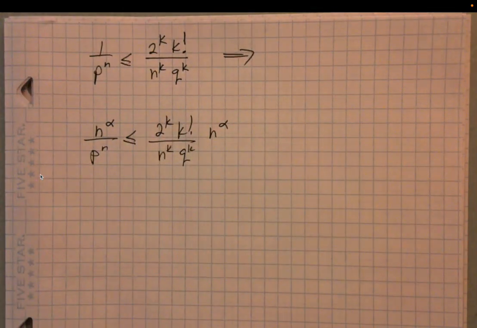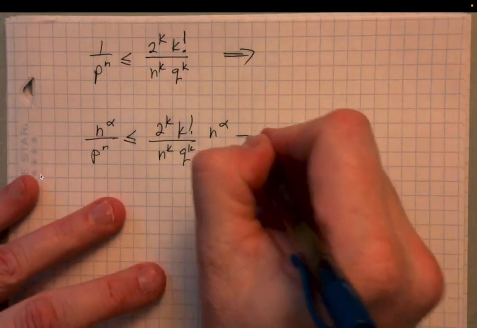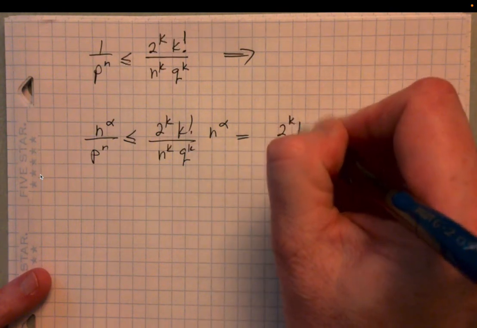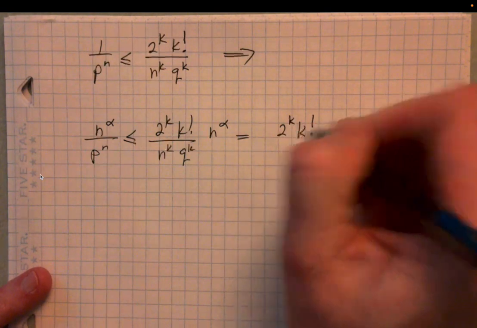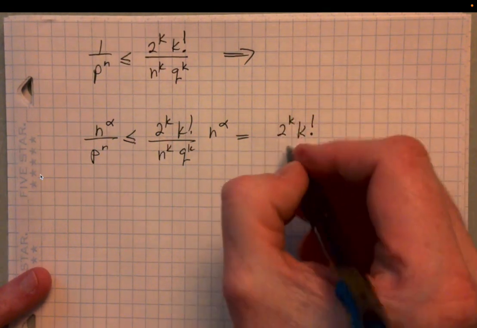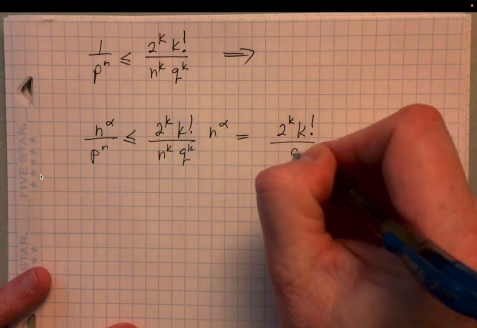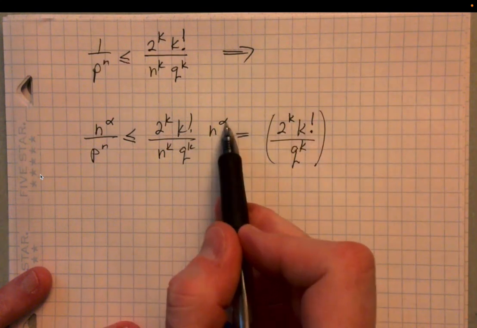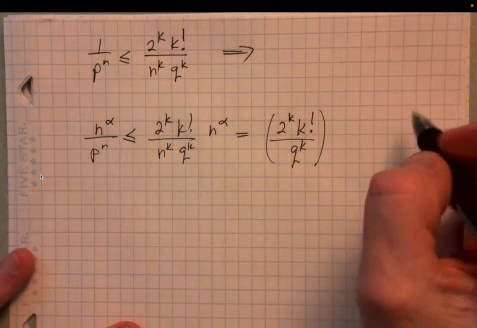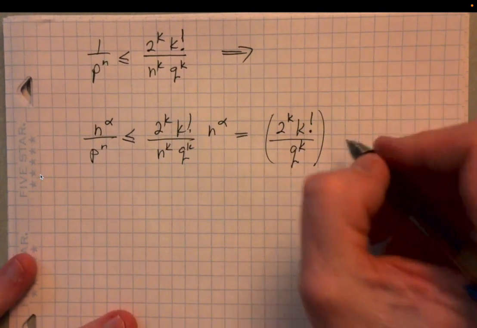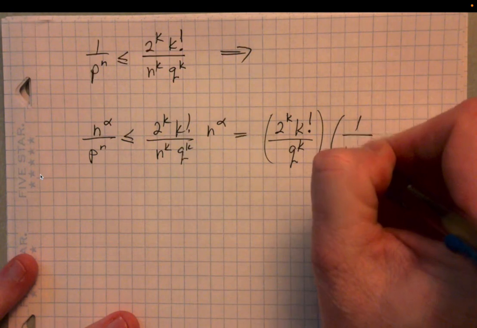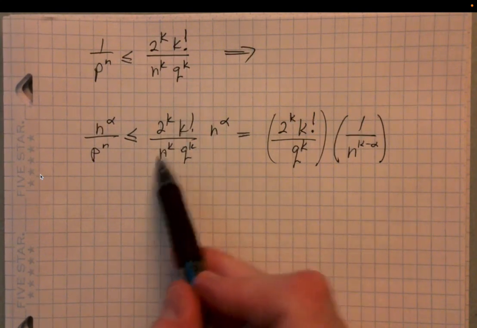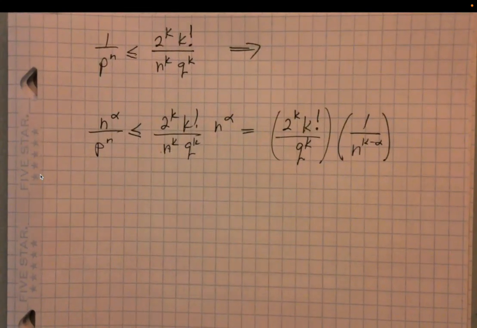Just multiplying both sides by n to the alpha, right? And then let's rewrite this because it's not obvious what we can do with this yet. So this would be 2 to the k times k factorial over q to the k, right? So this is all the k pieces here. And then what do I have left? I've got n to the alpha divided by n to the k. Now, remember, k was chosen so that it's larger than alpha, and so this would be 1 over n to the k minus alpha. Okay, so just combining these two pieces using the normal approach there.